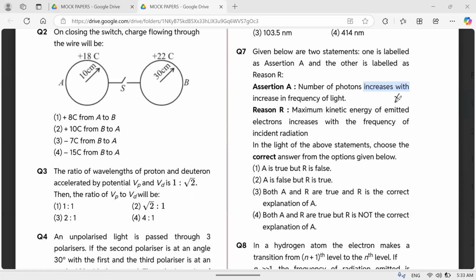Frequency changes only if the source is to be changed. Reason: maximum kinetic energy of the emitted electron increases with the frequency of the incident radiation. Is it true?